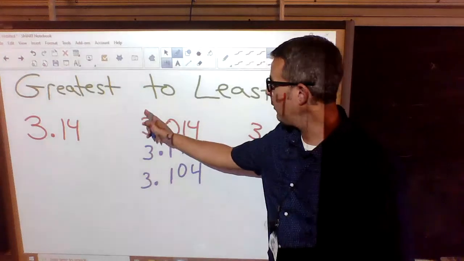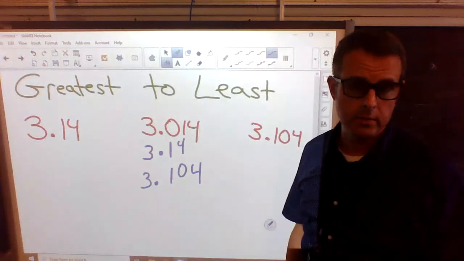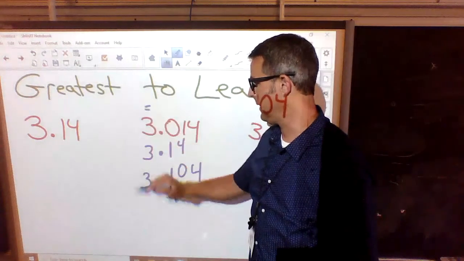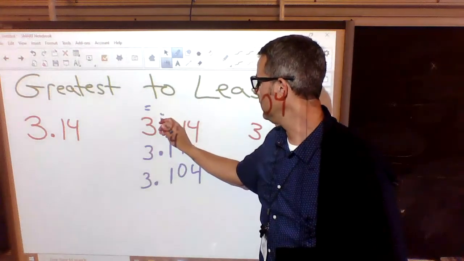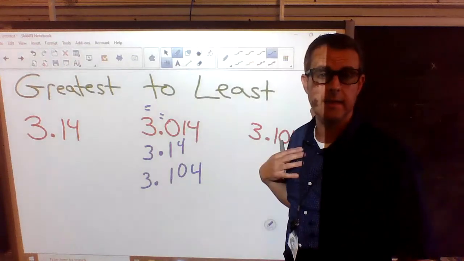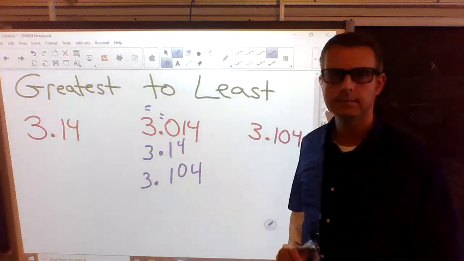So I'm going to start with my ones column because that's my first column. I have a 3, a 3, and a 3. Those are all equal. I can't do anything yet. So then I look at my decimal. Those are equal. But then I'm in the tenths. I have a 0, a 1, and a 1.